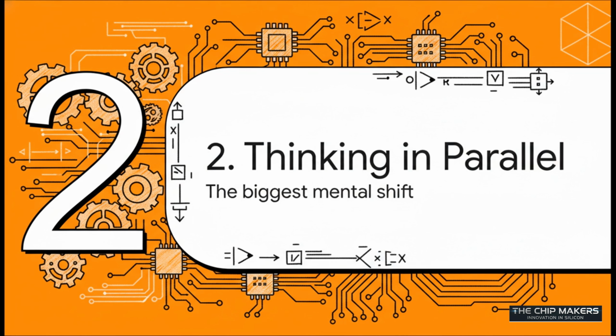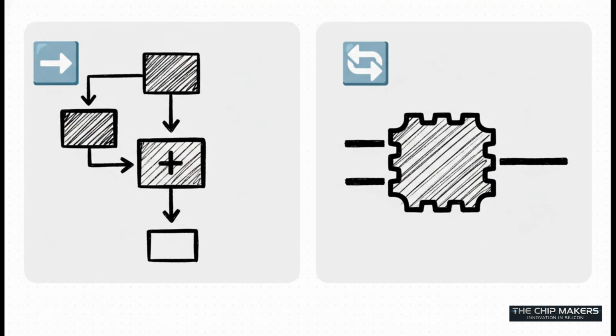your head around when you get into hardware design. In software, if you write C equals A plus B, it's an action. The computer has to know A and B before it can calculate C. But in Verilog, that line of code isn't an action at all. It's a description of a physical circuit called an adder. The wires for A and B are the inputs, and the wire for C is the output, and they all exist at the exact same time.